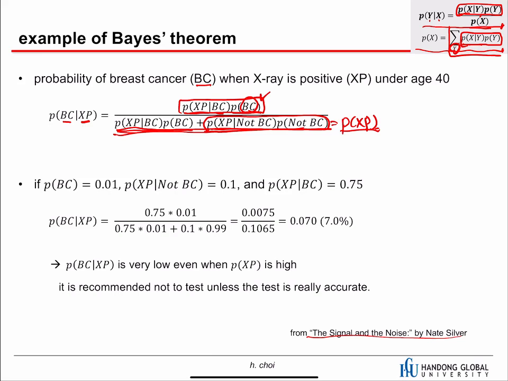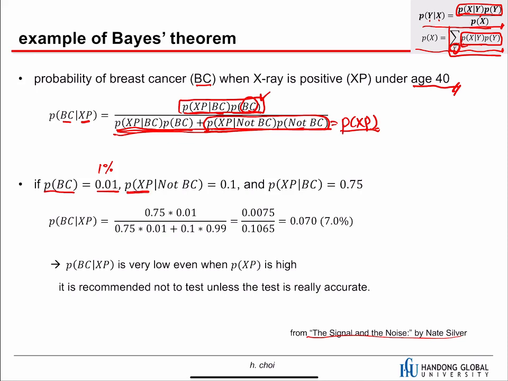Let's say P of BC is 0.01, which means just 1%, okay? So in general, the probability that you are diagnosed with breast cancer is 1% if you are under age 40. So when you are younger than 40, without any data, the probability of breast cancer is just 1%, okay?